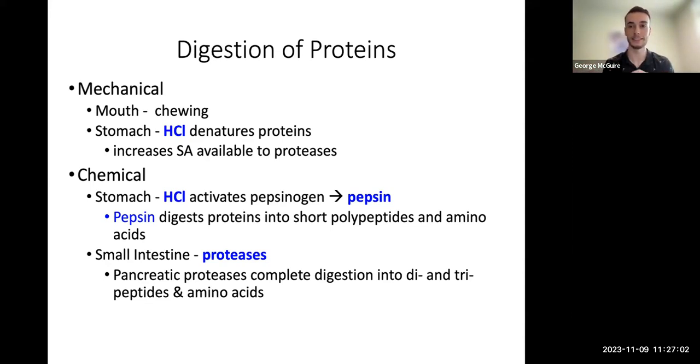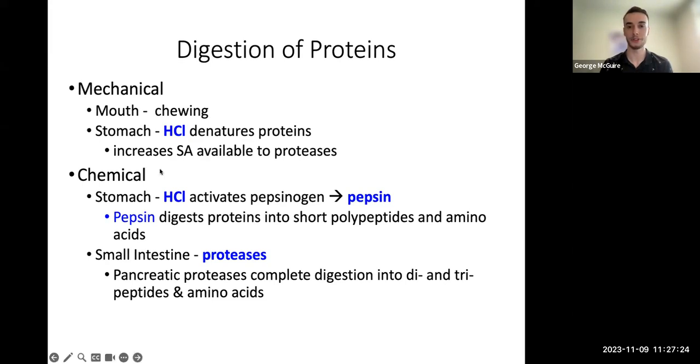Right? And so this is called denaturing. So hydrochloric acid denatures proteins. So again, it interrupts those bonds, exposing the individual amino acids with their neighboring pair. And so once they have been denatured, then chemical digestion of these proteins can occur. And we have this starting in the stomach and then finishing in the small intestine.